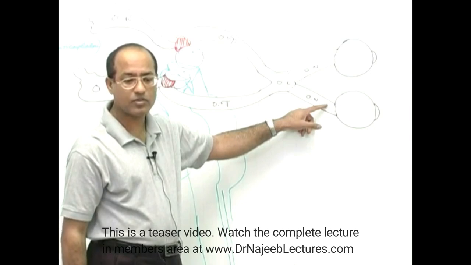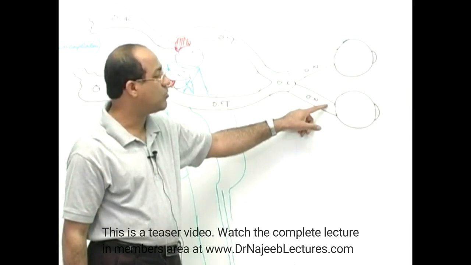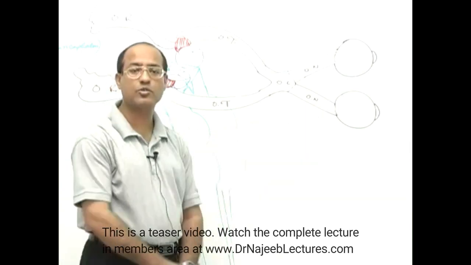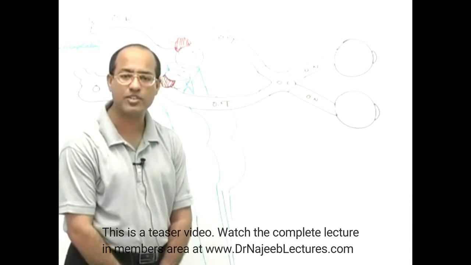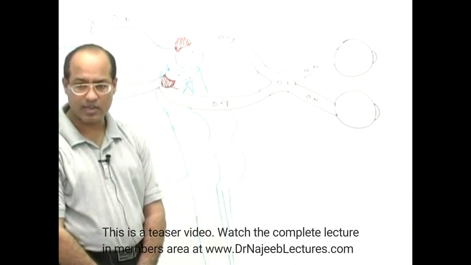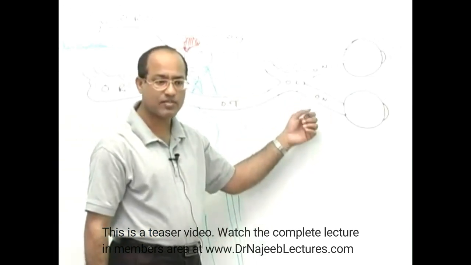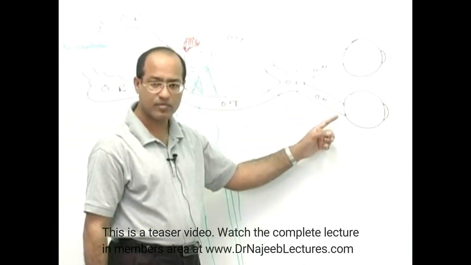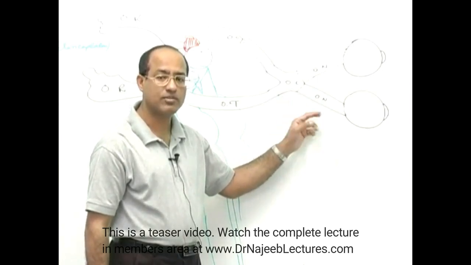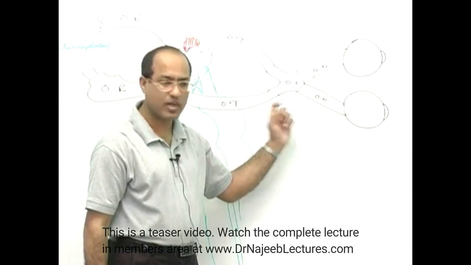Now, let's go to the very basic question which we are talking about today: where is the optic nerve attached to the central nervous system? The answer should be that the optic nerve itself is central nervous system. It's a part of the central nervous system. Anatomically speaking, this part which is so-called optic nerve extends from the posterior aspect of the eyeball up to the chiasma, right?